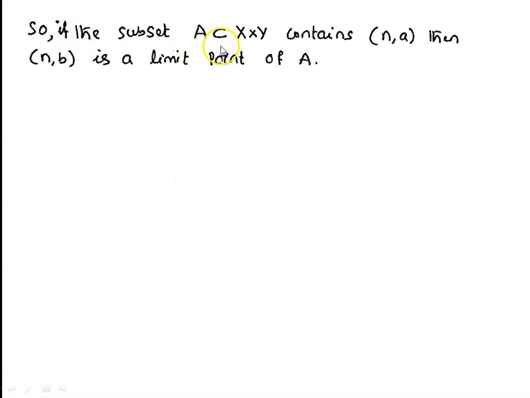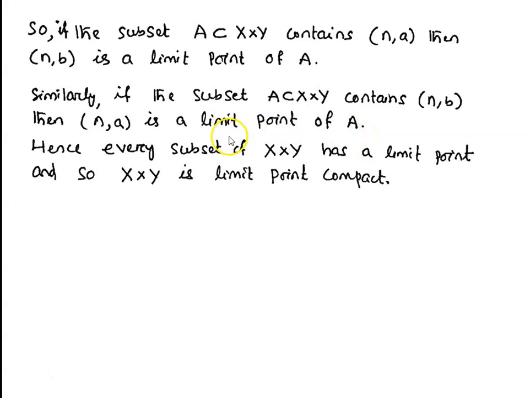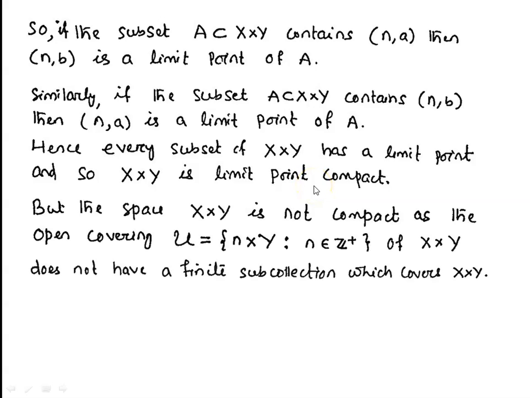And the reason is every open set containing NB contains the point NA. So if the subset A of X cross Y contains NA, then NB is a limit point of A. Similarly, if the subset A contains NB, then NA is a limit point of A. Hence, every subset of X cross Y has a limit point. So, X cross Y is limit point compact. So, here we have proved that the product space X cross Y is limit point compact, but the product space is not compact. Why is it not compact?